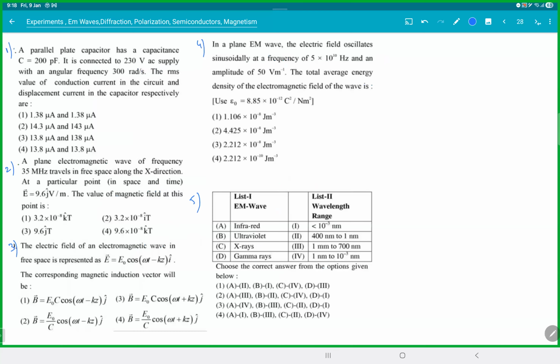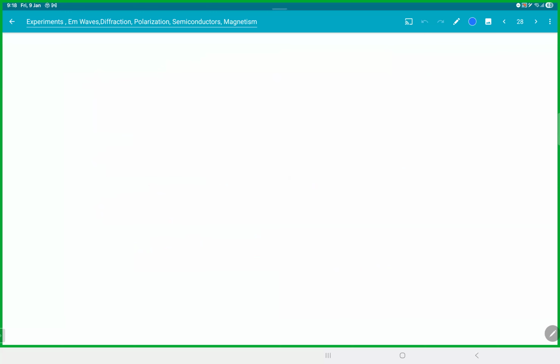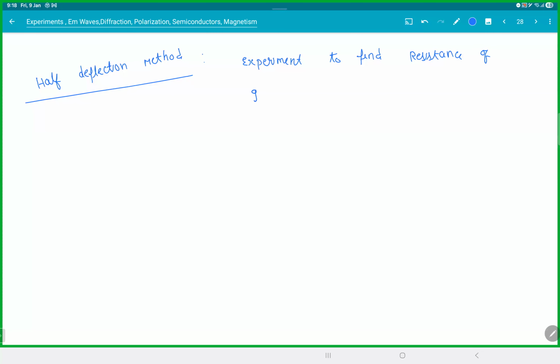One more thing, I'll forget again. I'll just put it down. Do you guys remember this thing, half deflection method? Half deflection method. What is this? This is an experiment to find the resistance of galvanometer. So how does this experiment work? We have done this in current electricity. Experiments also we did. So this is the concept there.